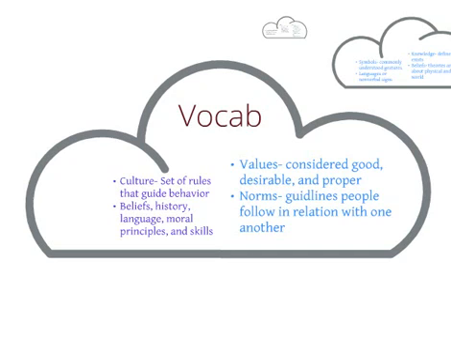Norms are the guidelines people follow in relation with one another. Norms are divided into 2 categories. Folkways are everyday habits that people obey without giving much thought. An example would be replying to an invitation. Mores are norms that have more powerful significance attached to them. An example would be stealing.